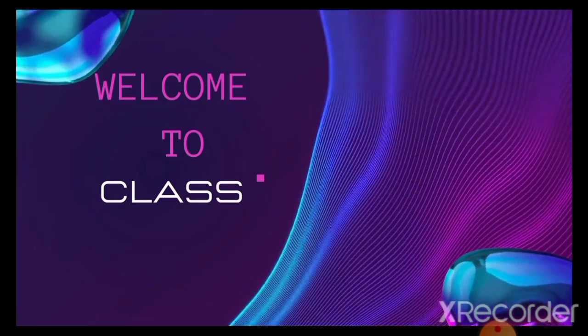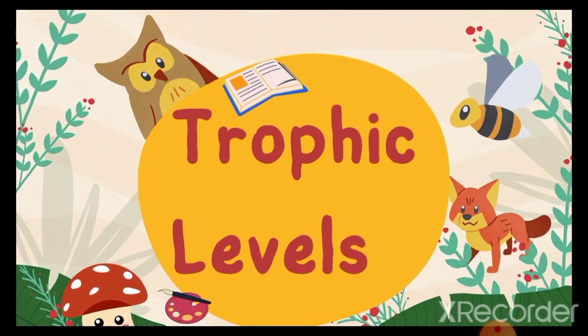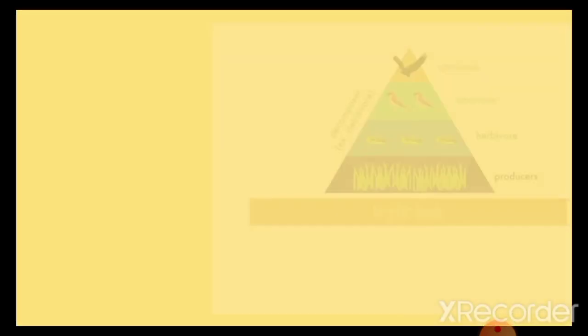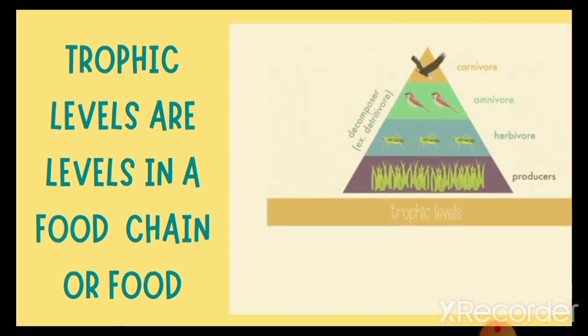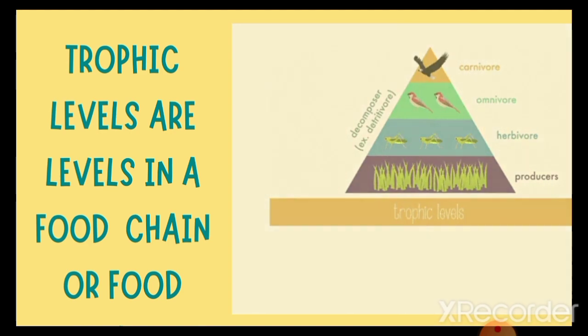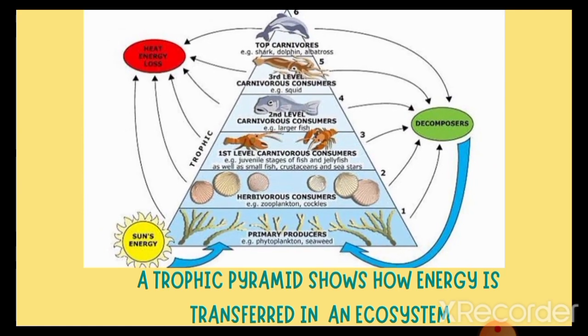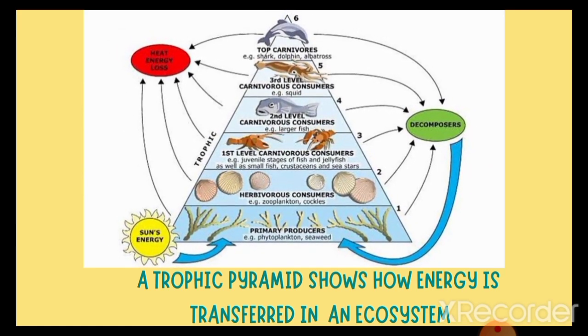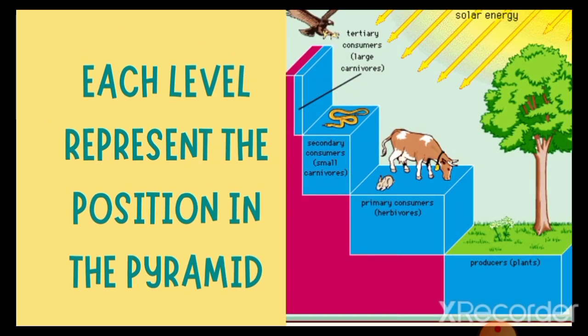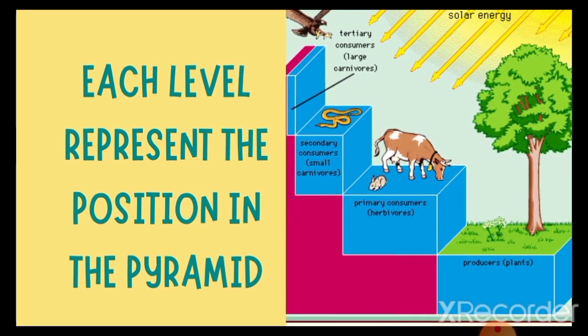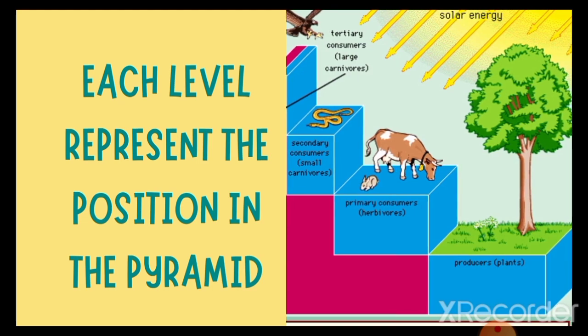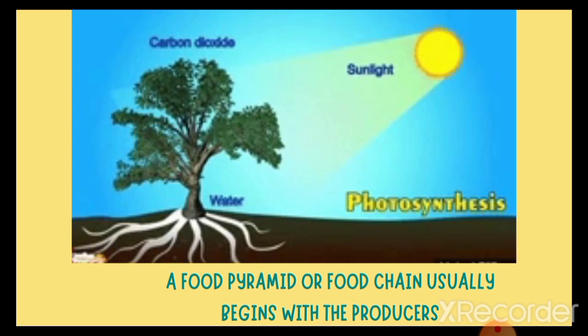And in this lesson, we shall be learning all about trophic levels. But first, we shall find out the meaning of trophic levels. Trophic levels are simply the levels in a food chain or food pyramid. And a food pyramid usually shows how energy is transferred from one ecosystem to another. This means that in the pyramid, each level represents the position that living things occupy in the food pyramid.